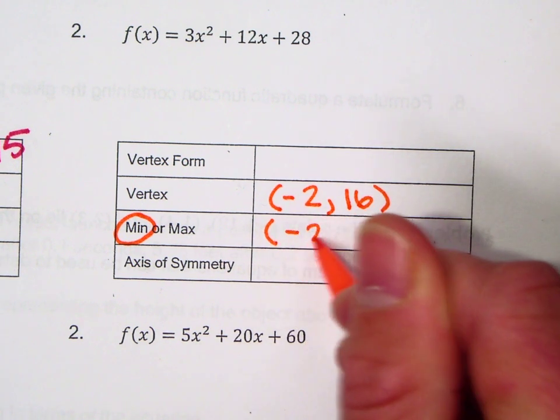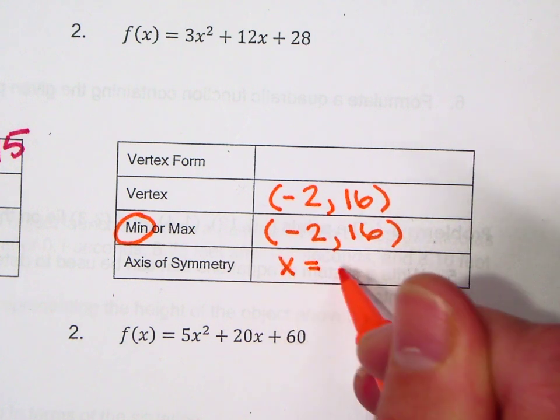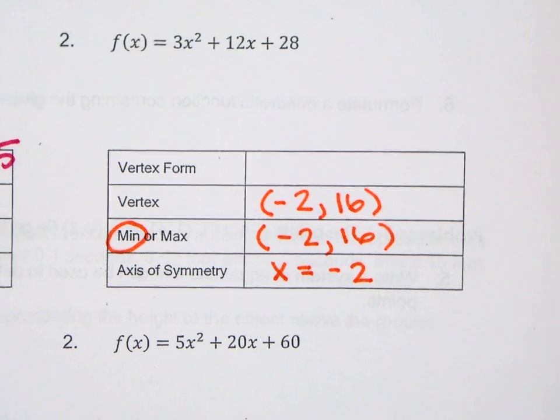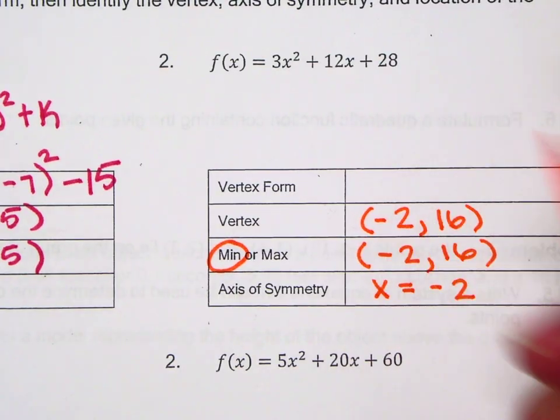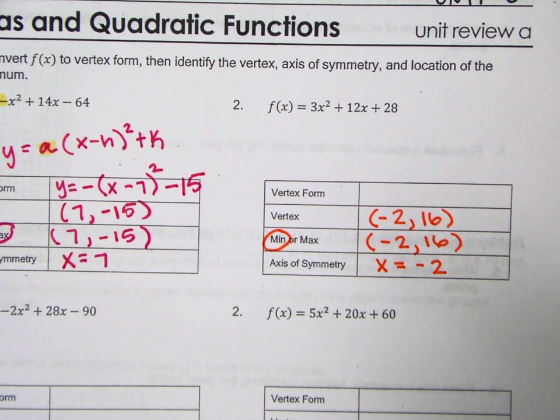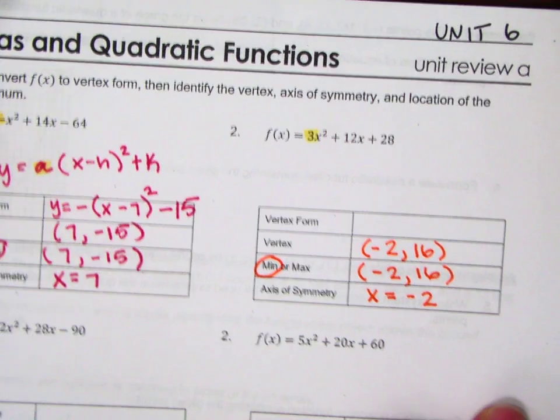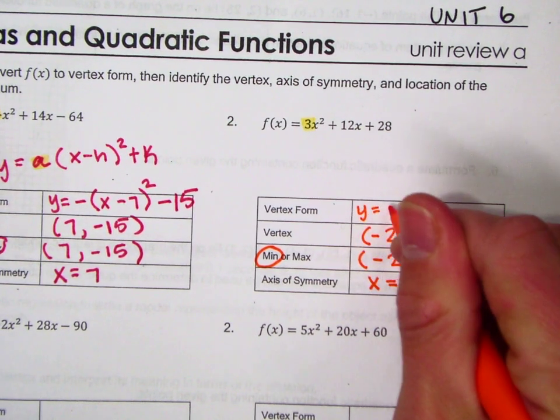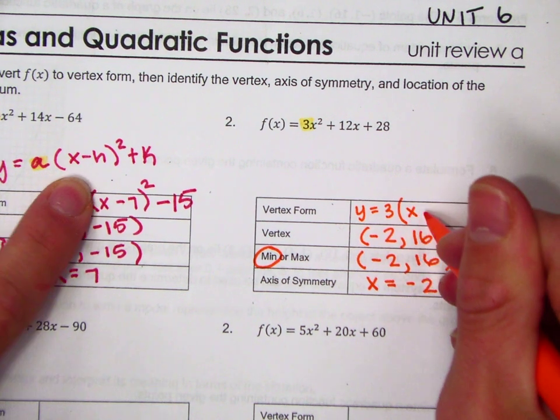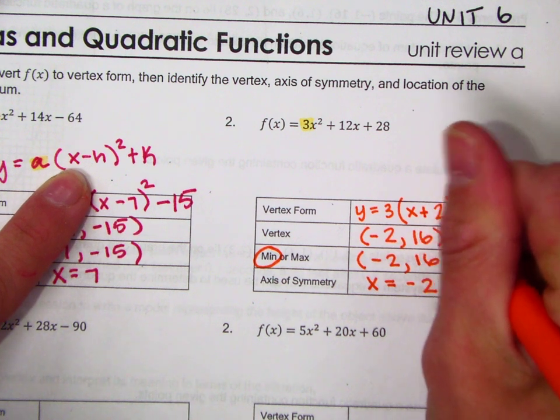Remember, that's the same exact value for the min or the max. And your axis of symmetry, which is always going to be the x value of the vertex. Now to write this guy in vertex form, so remember vertex form from problem number 1. All right, the a value is going to come from the a value from standard form. So y equals 3 parentheses x minus, now your h is negative 2, so double negative, that's going to turn to a positive 2.